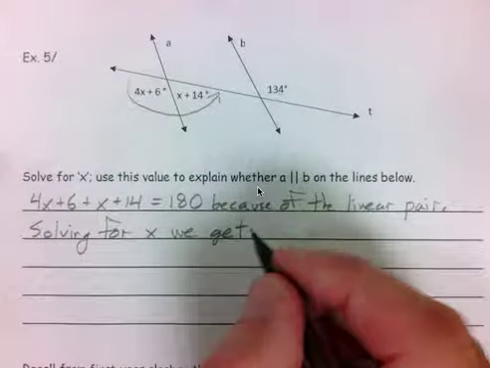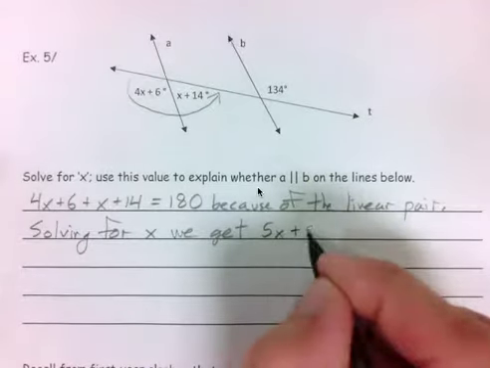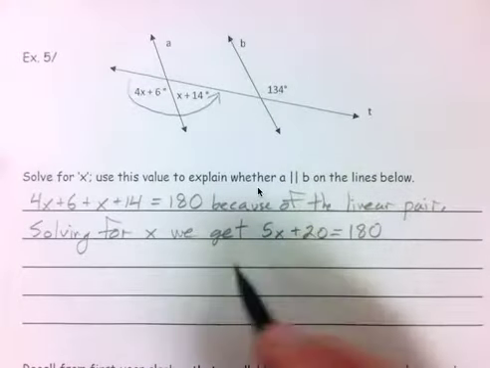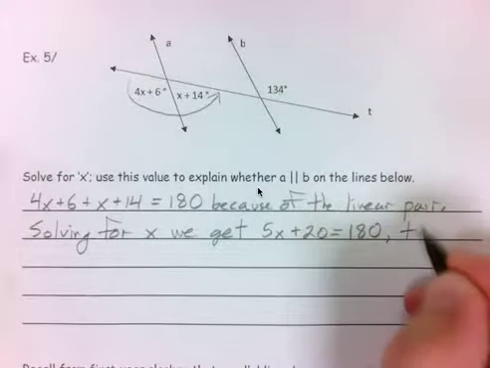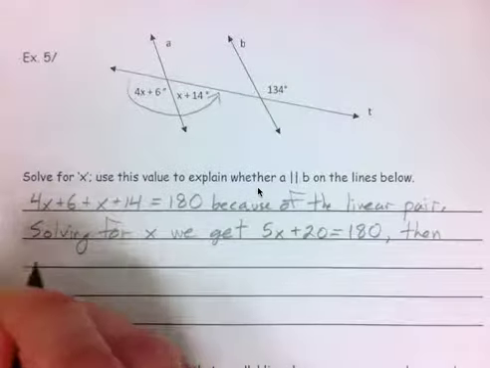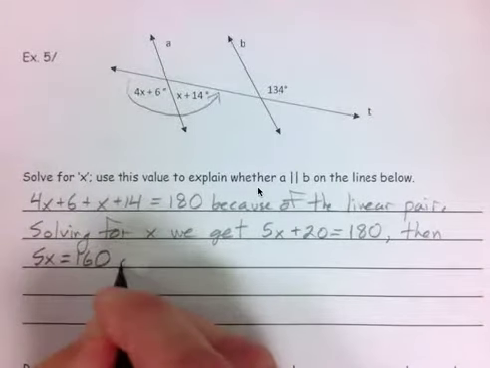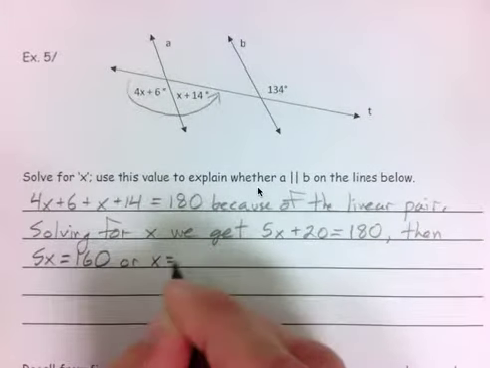The 4x and the x make 5x when you add them. The 6 plus the 14 makes 20, and that's equal to 180. So solving for x, first we get this. Then if you subtract 20 from both sides, what would that be? 5x equals 160. If you divide the 160 by 5, you get x equals 32.